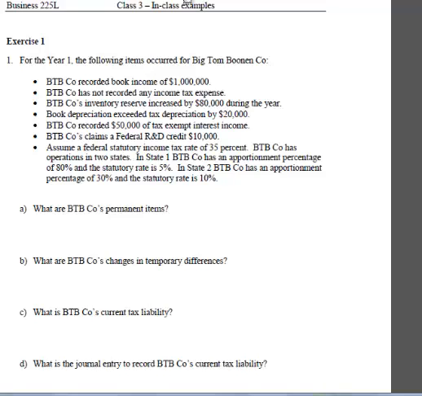Okay, assume our tax rate is 35%. That's the federal rate. We operate in 2 states. State 1 has an apportionment rate of 80% and a tax rate of 5%. State 2 has an apportionment rate of 30% and a rate of 10%. Okay. So, don't they have to add up to 100%? I don't know, Eugene, what do you think?